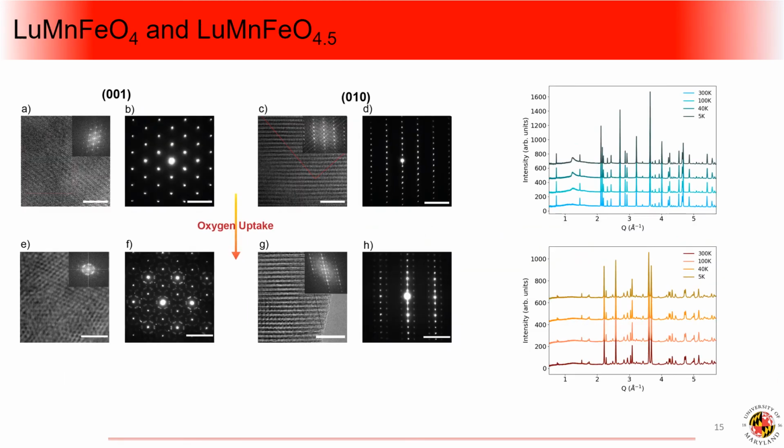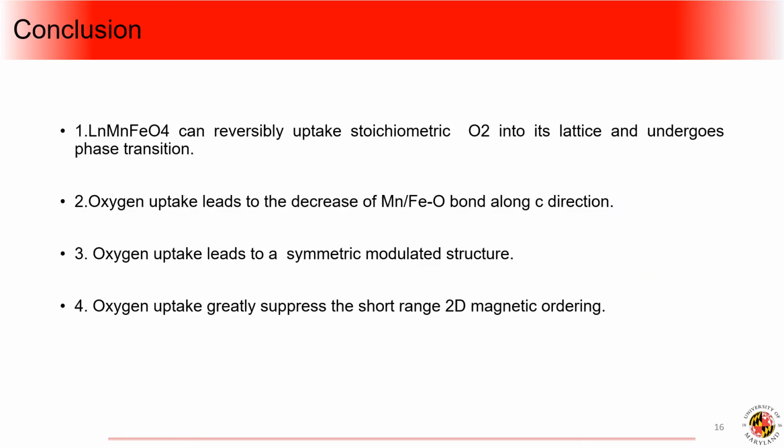And of course, we also did exactly the same measurements on the lutetium case and the yttrium case. What we find are very similar results. Here is just part of the results of the lutetium samples. There are still structural modulations upon the oxidation, and the magnetic behavior is also very similar to the ytterbium case. That's pretty much all for my presentation. And here's just a conclusion.